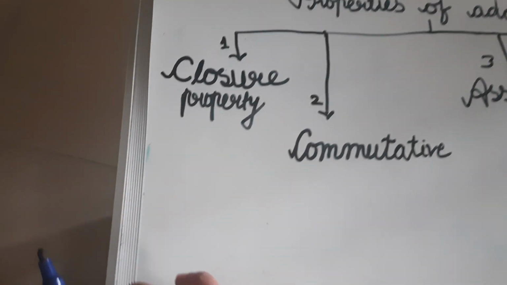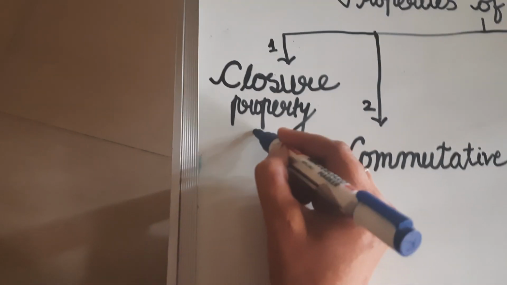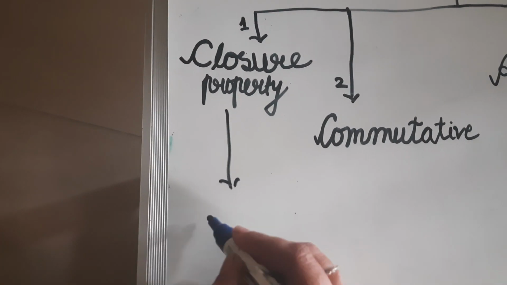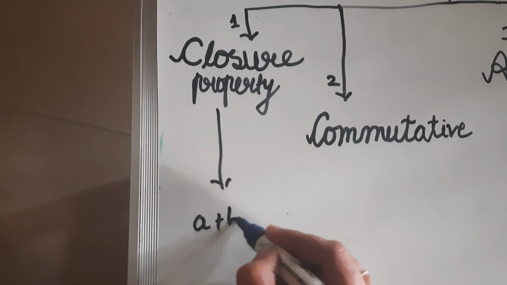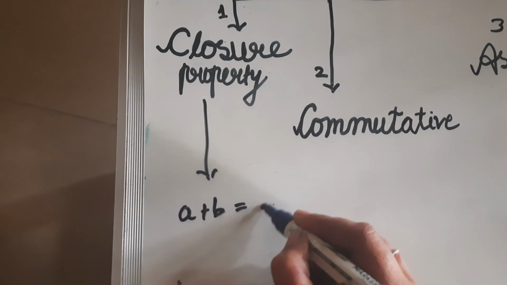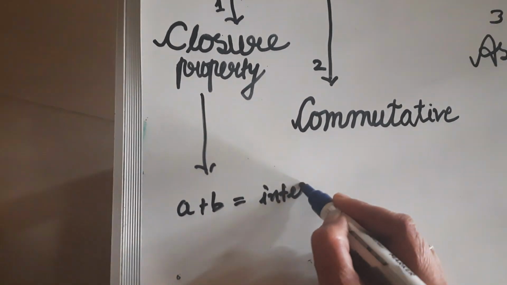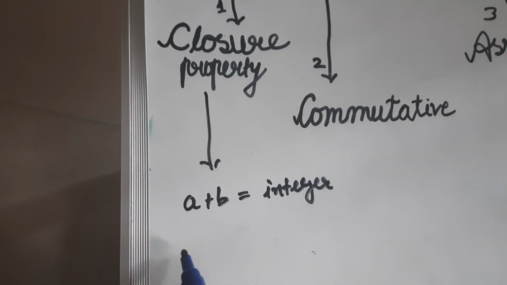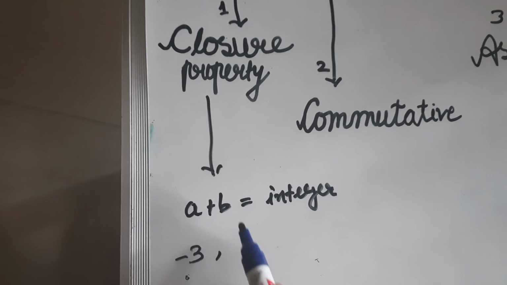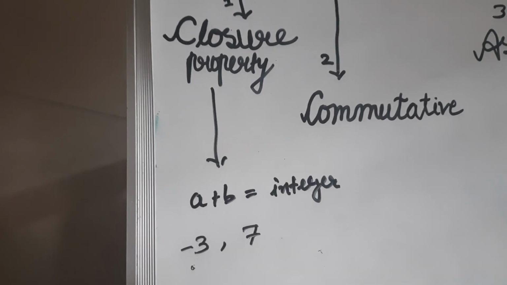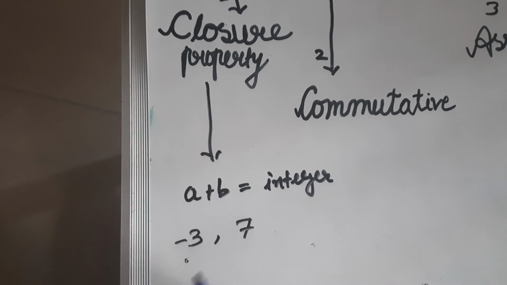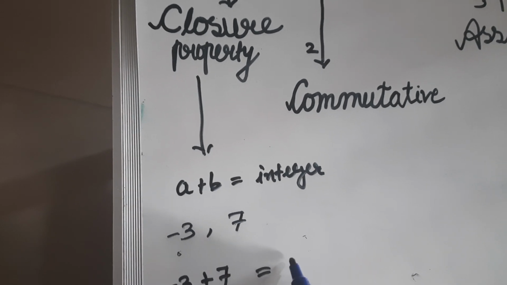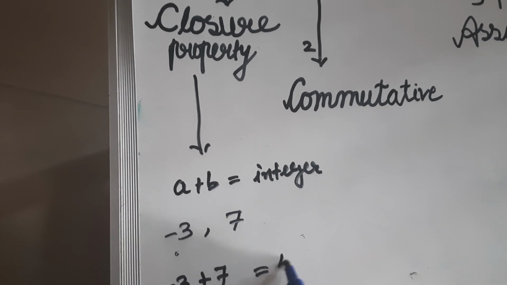So this says that if a and b are integers, then a plus b is always an integer. Let's say a is equal to -3 and b is equal to 7. So how to do this? a plus b means -3 plus 7. So the answer here is 4.